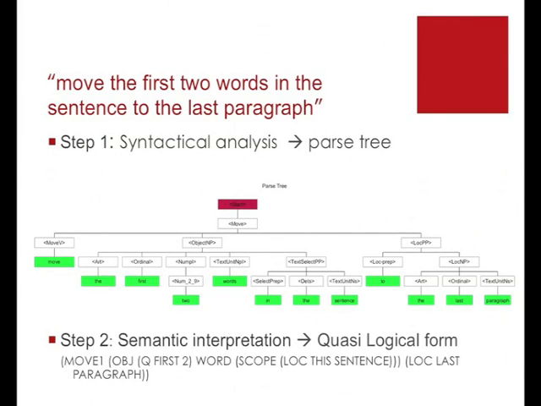The syntactic tree structure is mapped to an expression similar to a logical tree that you can see on this slide. In essence, the expression here says that we want to move an object to a certain location, and that the object is a quantifier applied to a set. So the first two elements in a set of words that was formed by this sentence, and the location is the last paragraph, or the last in a set of paragraphs.